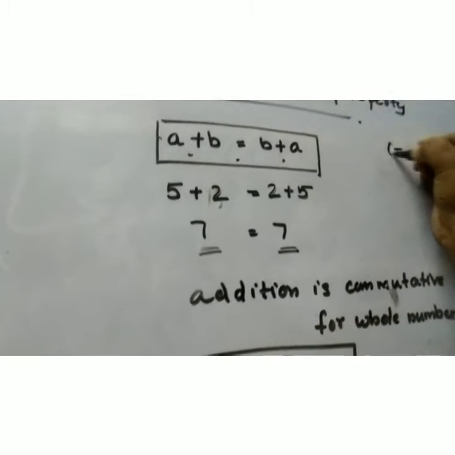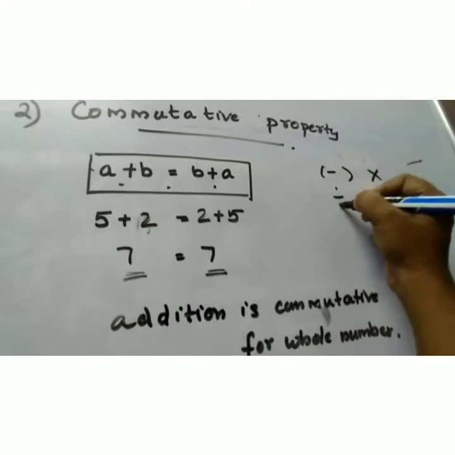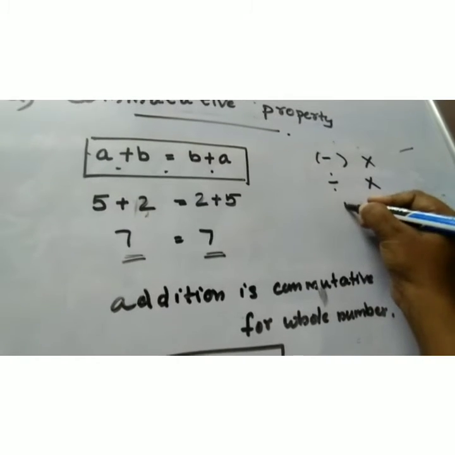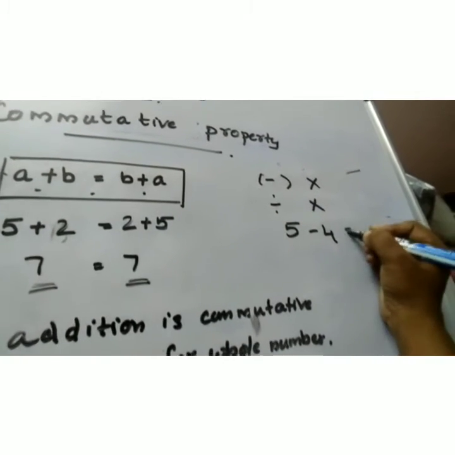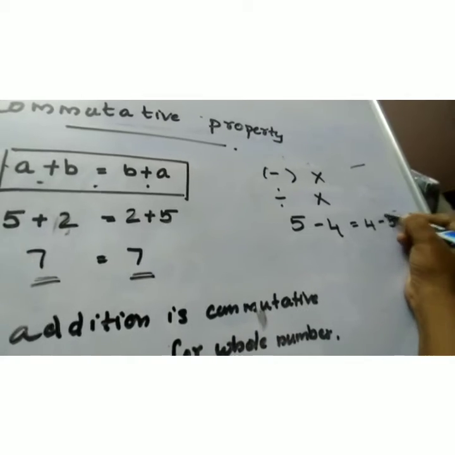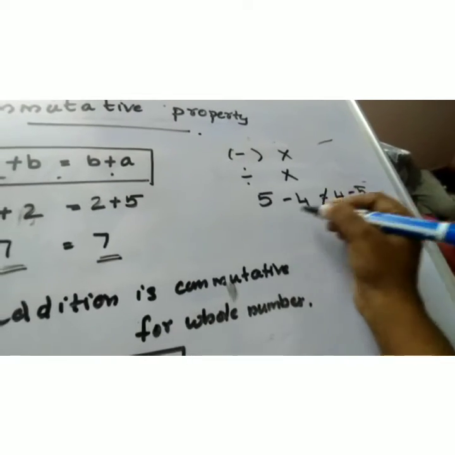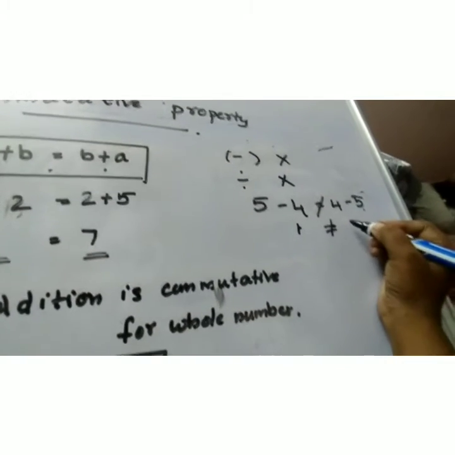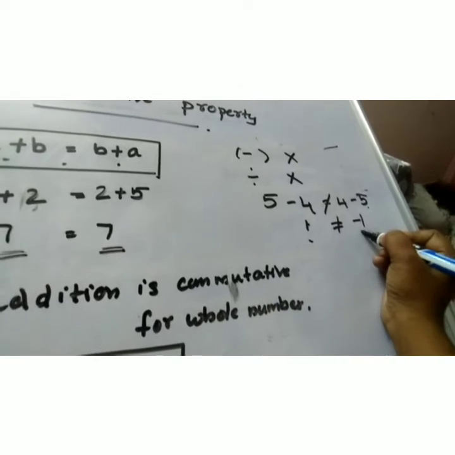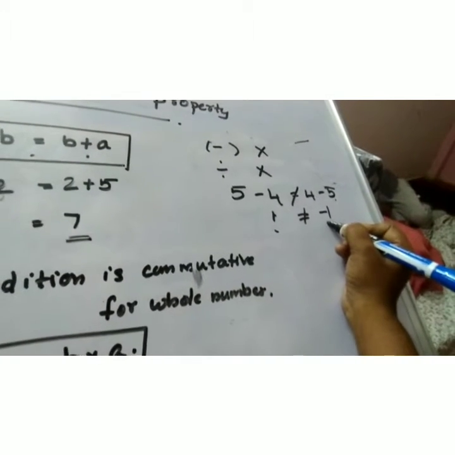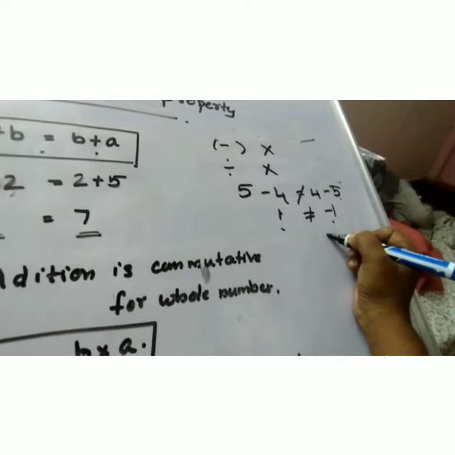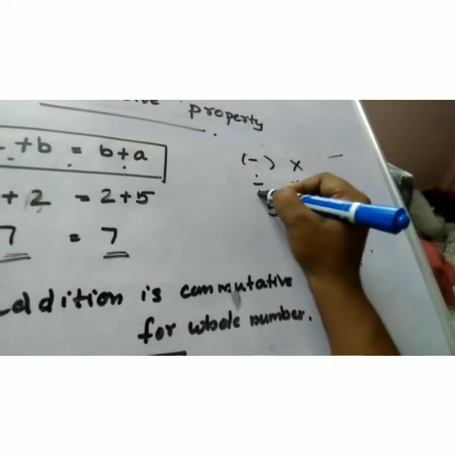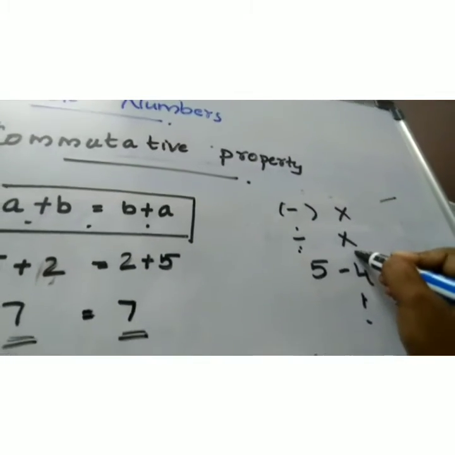Subtraction is not commutative. Division is not commutative. Why? 5 minus 4 and 4 minus 5 are not the same. 5 minus 4 is 1 and 4 minus 5 is minus 1. The two answers are not the same. That means subtraction is not commutative for whole numbers. The division also. Division is not commutative for whole numbers.